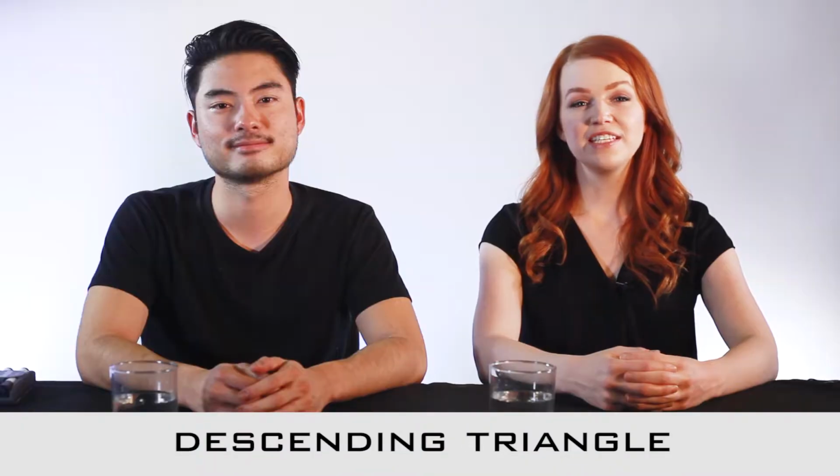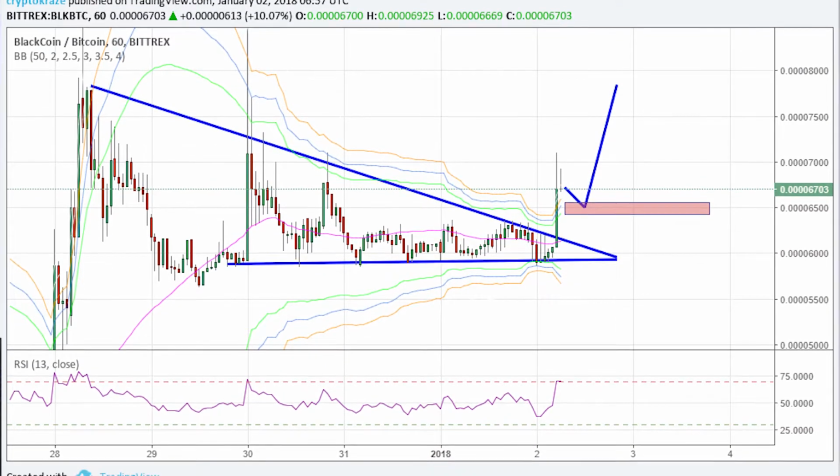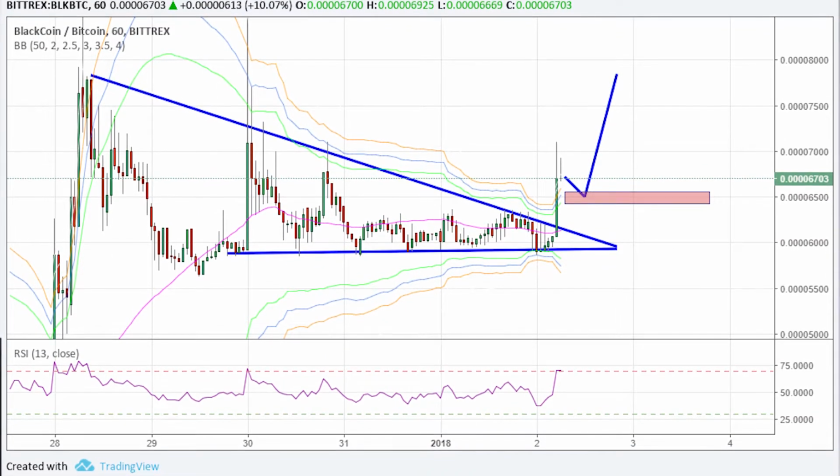Descending triangle. The descending triangle is another continuation pattern, but with this triangle there is a bearish pattern. It is usually created as a continuation during a downward trend.